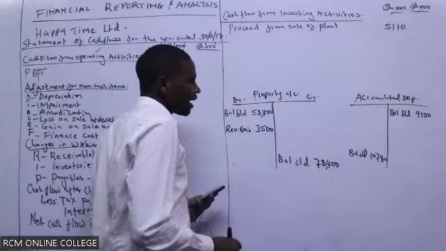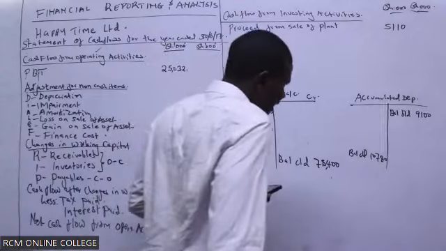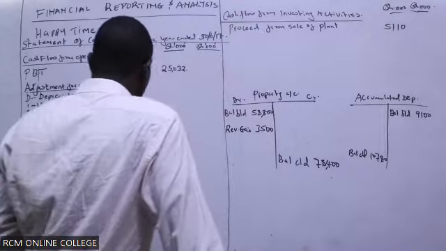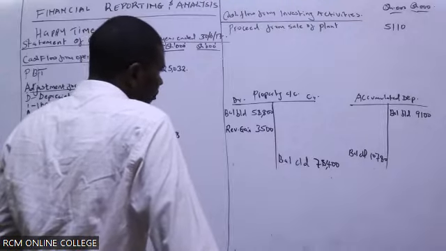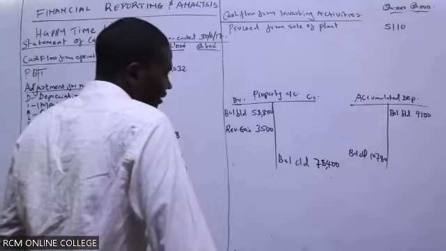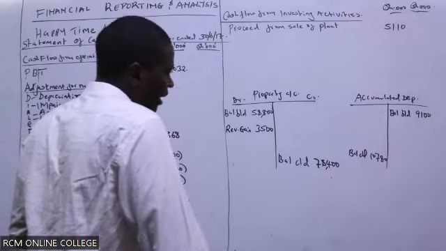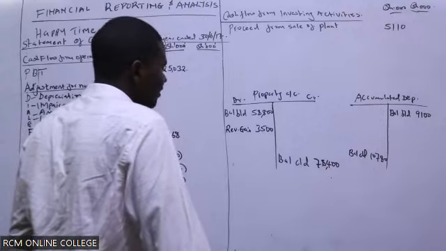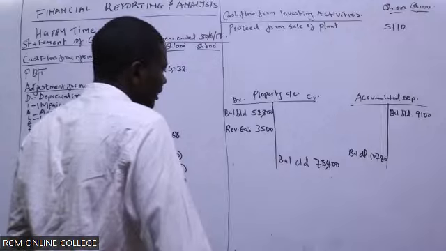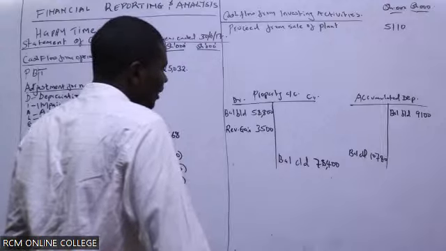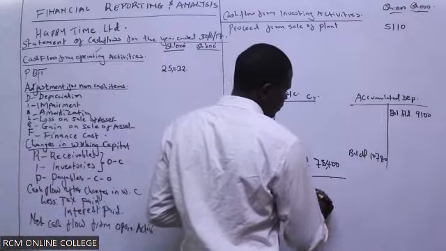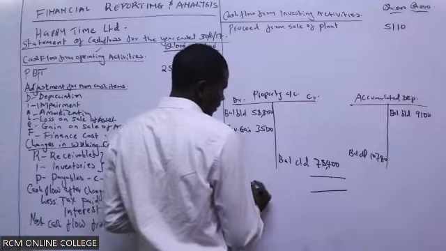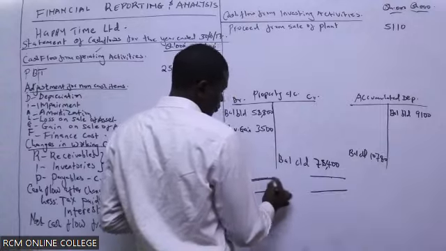If I look at this account here, nikiangalia hizi account hapa vizuri, naona kwamba hakuna any other thing that inakuja ku affect my property. There is nothing that is attached to my property. So I can balance my property account and see whether there was acquisition during the year.